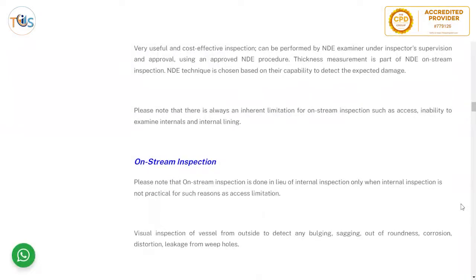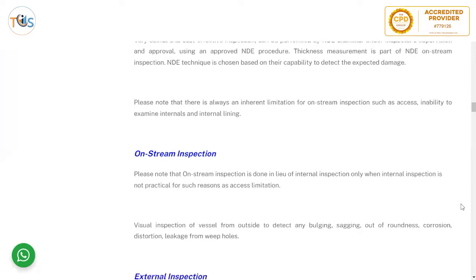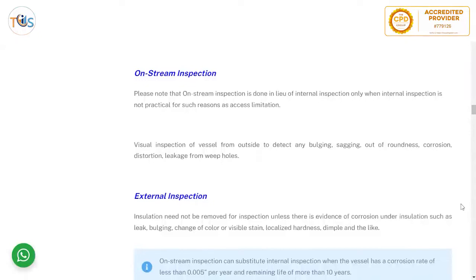Please note that there is always an inherent limitation for on-stream inspection, such as access, inability to examine internals, and internal lining. On-stream inspection is done in view of internal inspection only when internal inspection is not practical for such reasons as access limitation.